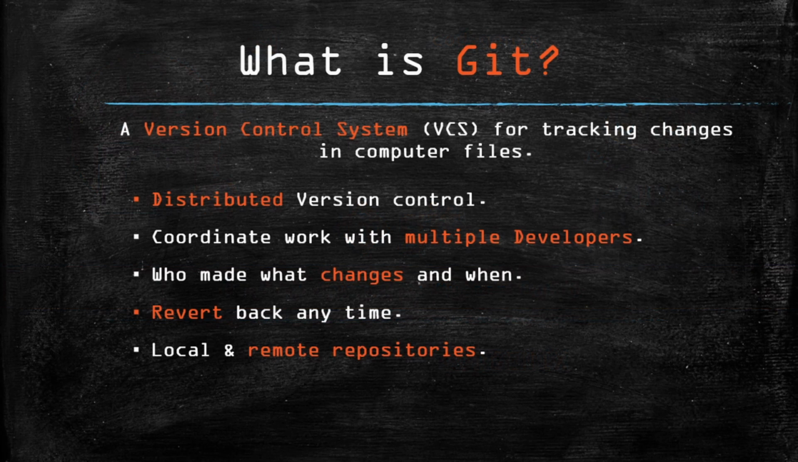Alright, so let's talk about what Git is. It is a version control system for tracking changes in computer files. It was initially created in 2005 by Linus Torvalds, who was also the creator of Linux. There is no specific language or framework that you need to use. You can use it for static HTML websites, Node.js apps, Python, JavaScript, Java, C#, anything at all. It just stores files.